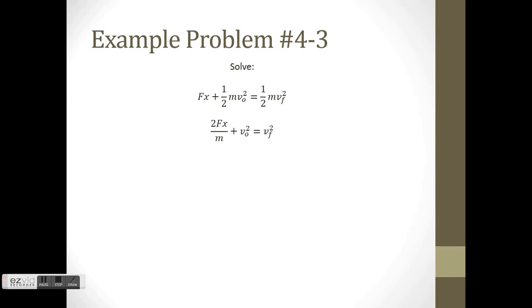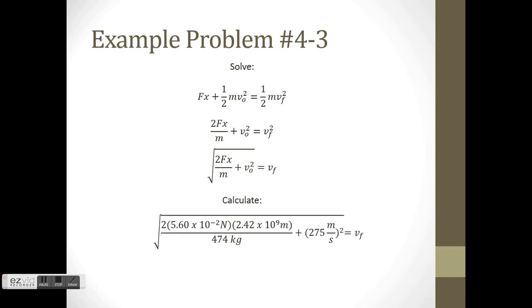You divide everything by m, multiply everything by 2 to get rid of the 1/2 m on the right-hand side, and then you're going to square root everything and get that the final velocity is equal to the square root of 2 times force times distance traveled divided by m, plus initial velocity squared. So if we do my calculation, I get the final velocity of this object is 805 meters per second. So if I apply this very, very small force over a very, very large distance, I get a fairly decent change in velocity as my final change.